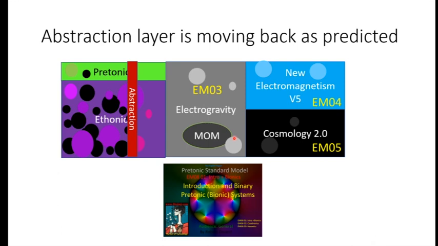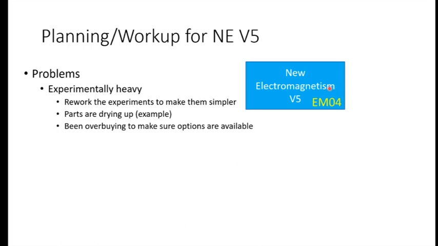So the next thing on the list, now that electrogravity is done and we're moving the abstraction layer back, is we're going to produce the new electromagnetism V5. I'm behind schedule on it. One of the problems I'm running into is that electromagnetism V5 is going to be experimentally heavy. There's a lot of experiments we're going to have to run. I've already run them for my Patreon folks, but those are high-end experiments.